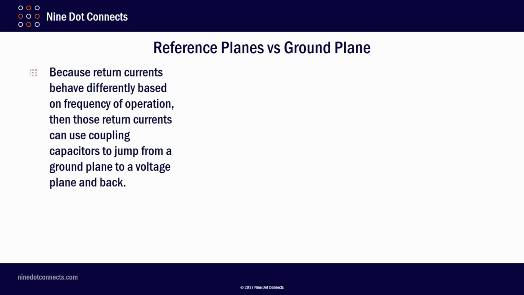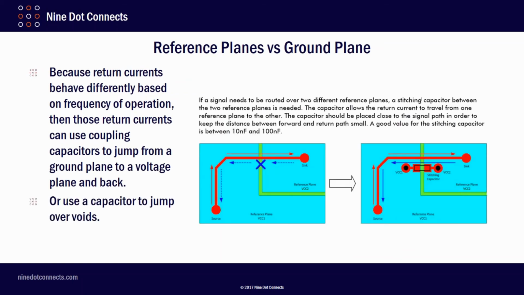Because return currents behave differently based upon the frequency of operation, those return currents can use coupling capacitors to jump from a ground plane to a voltage plane and then back again. You can use a capacitor to jump over voids. Here's an example. You've got a microstrip that's trying to move from one point to another, and when it's trying to come back, the return current has to jump over this void to go from one plane to the next. So you can use a stitching capacitor, and it's going to tie those two reference planes together.